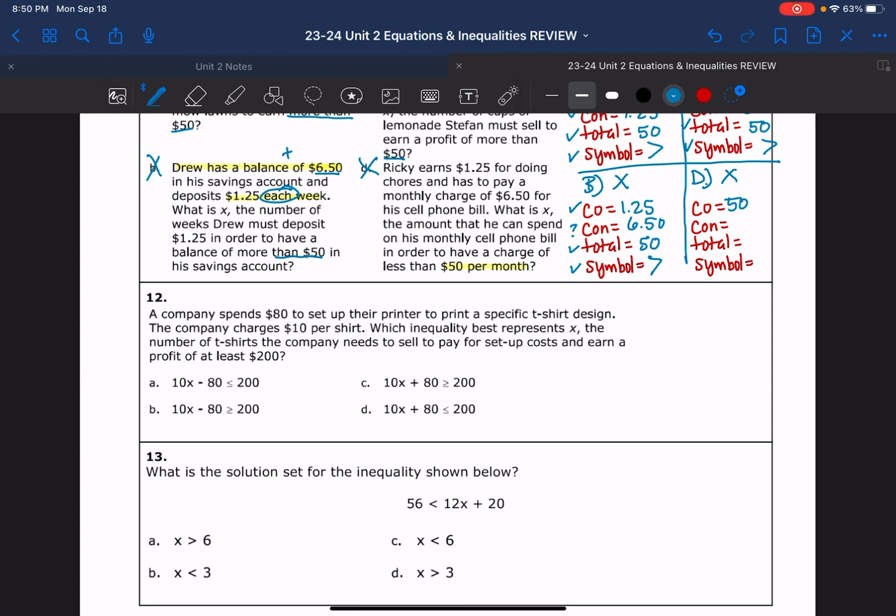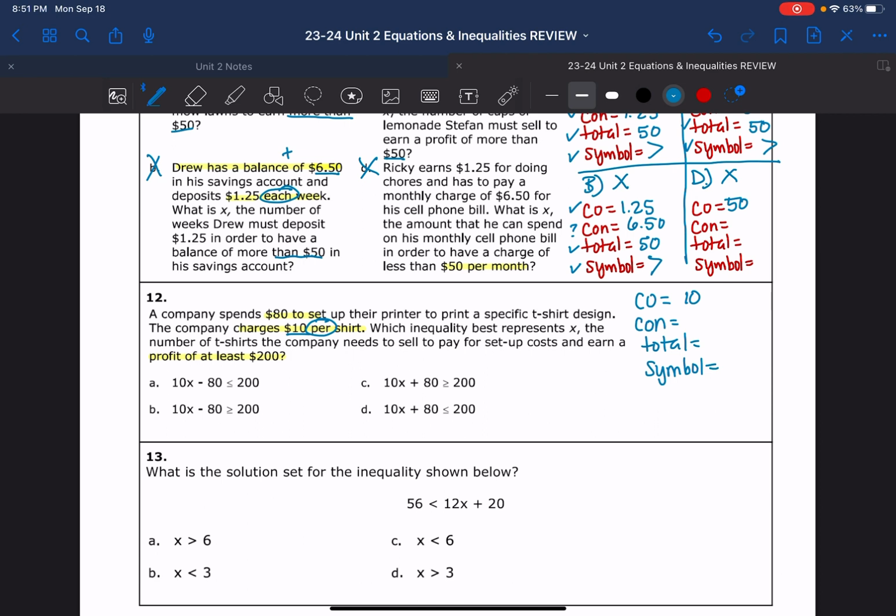So let's go to number 12. A company spends $80 to set up a print-specific t-shirt design, charges $10 per shirt, and it wants us to find out which is the best inequality that represents how many t-shirts the company needs to sell to pay for its setup costs and earn a profit of at least $200. Okay, so again, constant, total, and symbol. Okay, so the coefficient, I see that this says per and it's with the $10, so that's going to be $10.